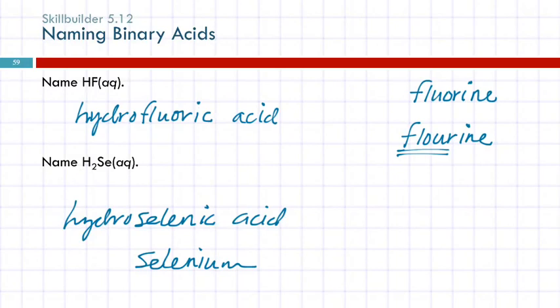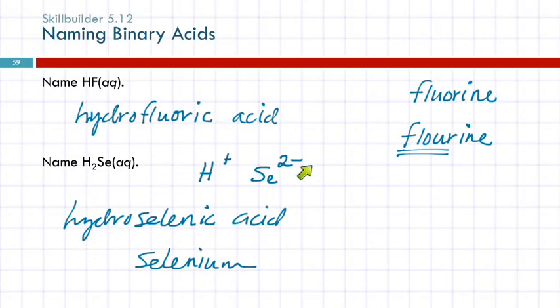So an acid is a molecular compound, but when it's dissolved in water, it forms ions. What ion does selenium form? What charge does it have? -2. And what is the charge on a hydrogen ion? +1. How many hydrogen ions do we need to balance the charge on the selenide 2-? We need 2. So that's why it's H2Se.